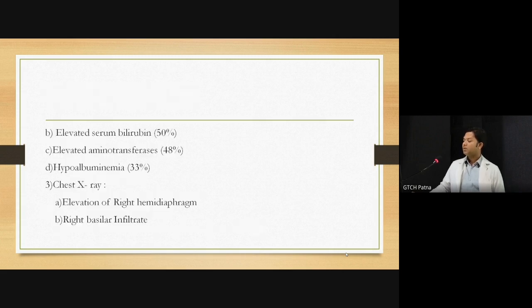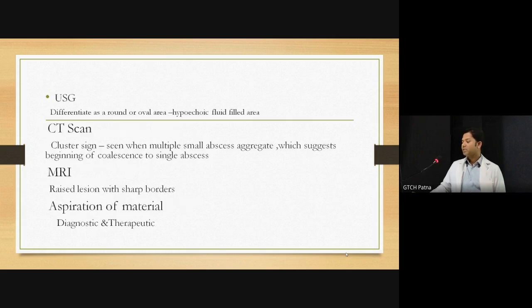Elevated serum bilirubin in 50% of cases, elevated aminotransferase in 48% of cases, hypoalbuminemia in 33%. Chest X-ray shows elevation of the right hemidiaphragm and right basilar infiltrate. On ultrasonography, there is a round or oval, hypoechoic, fluid-filled area. If you go for the CT scan, the cluster sign is very important.